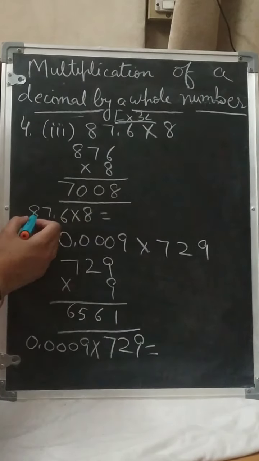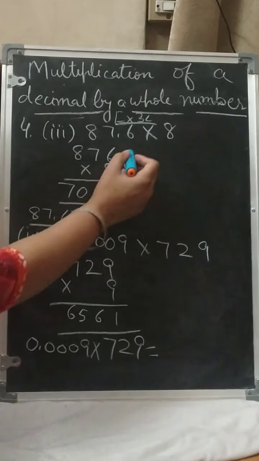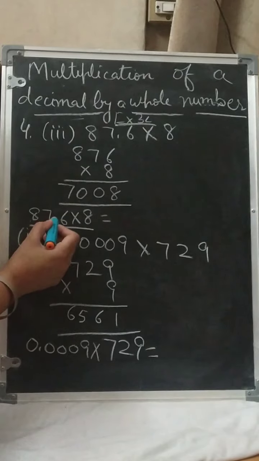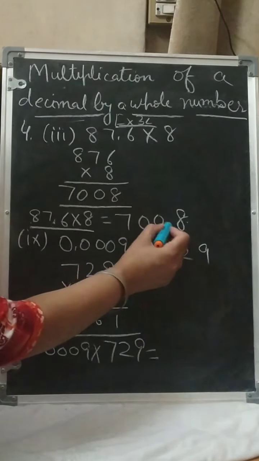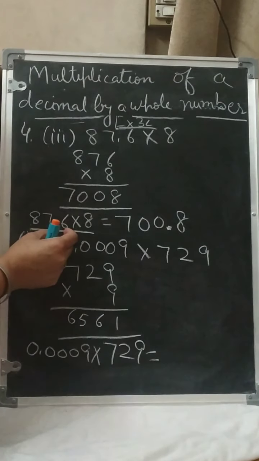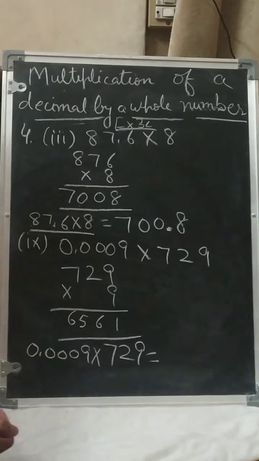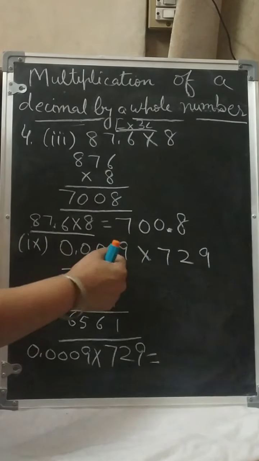So how to write the answer: you can write the question again. After one digit here is the decimal. So in the answer also, after one digit there should be the decimal. You will count the digits and write the answer like that only. Okay. Now, ninth part you can see.